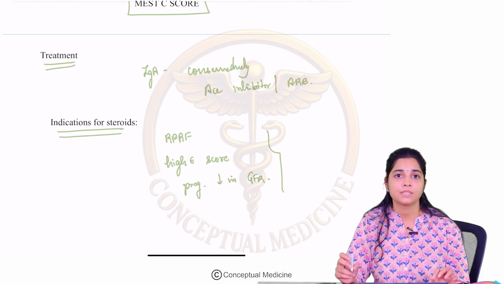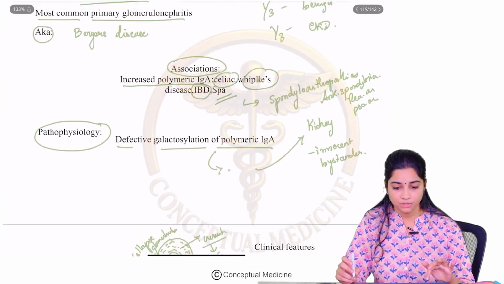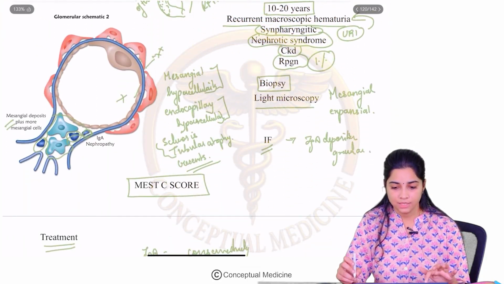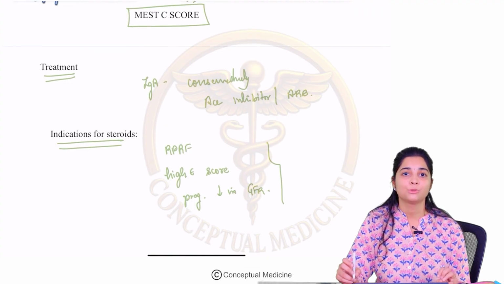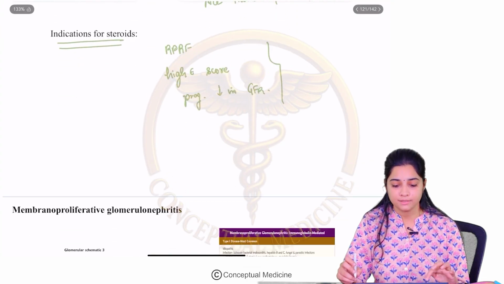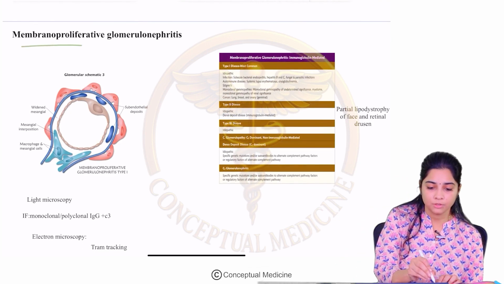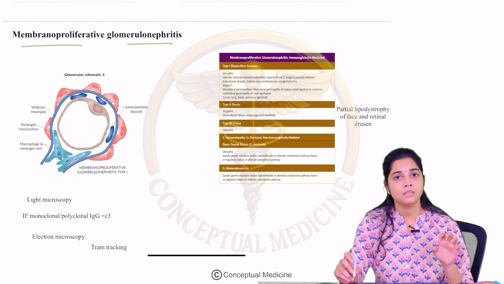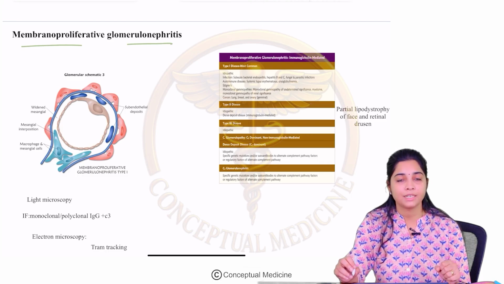Okay. So, this brings us to the end of our understanding of IgA nephropathy. What all have we learned? We have learned about its associations, pathophysiology, clinical features, MEST-C score and the management. Now, let us move on to the next type of acute nephritic syndromes. This is your membranoproliferative glomerulonephritis, right? These patterns are not only clinical patterns, these names are based on your microscopic and biopsy patterns.